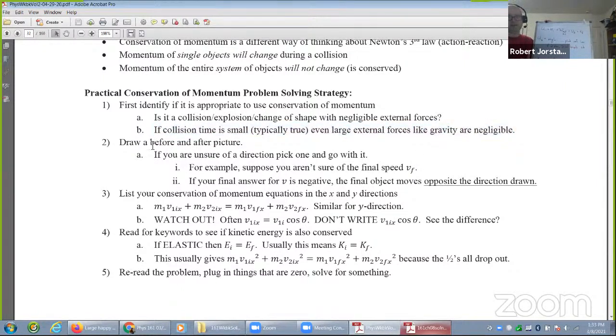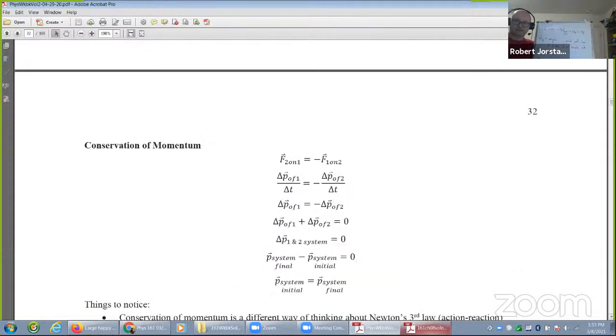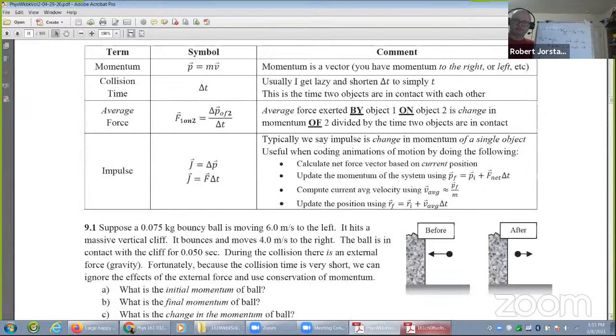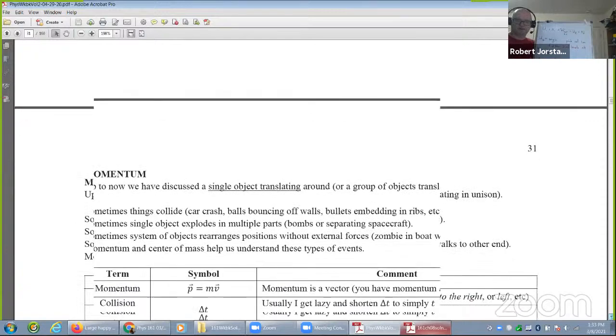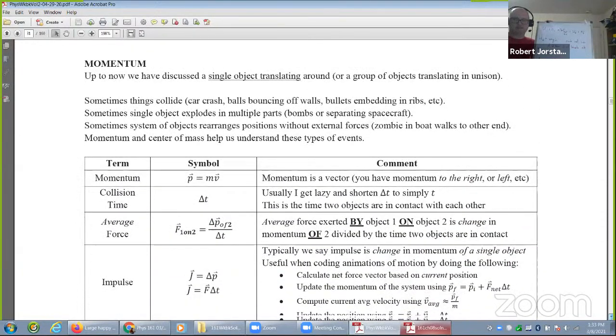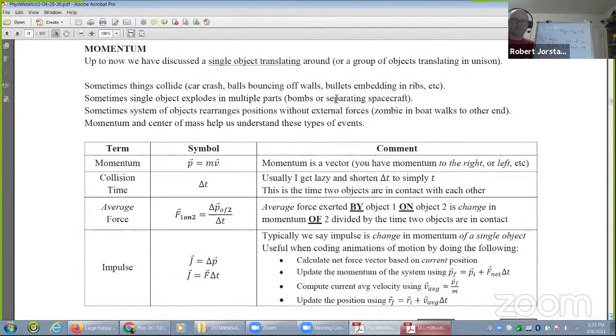Okay. And then what are we going to do? Draw pictures, list equations, look for some keywords to see if we could use this extra trick, reread, plug in zeros, solve for something. All right. So that's our momentum strategy. And I'll just go back up to here. Here's our momentum definitions. Why I didn't put them all on the same page, I don't know, but whatever. All right. Any questions about that? These definitions or any of these terms? We're going to do problems to learn what they mean in a minute.